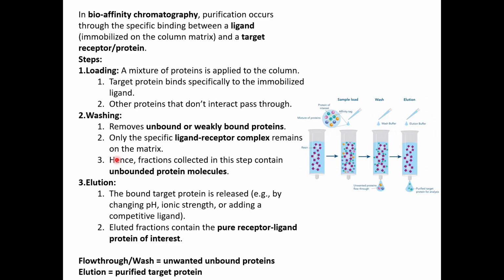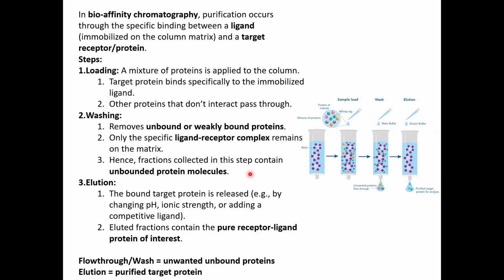Next is bioaffinity chromatography. So here purification occurs through the specific binding between a ligand and a target. So, first we have loading, then we have washing, and then we have elution. So, when loading, target molecule binds to the immobilized ligand, other proteins do not interact and pass through. So then we need washing. Washing removes unbound or weakly bound proteins. Only the specific ligand receptor complex remains in the matrix.